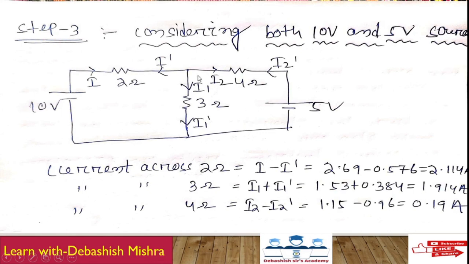Across 4 ohm, that is also opposing each other, I2 and I2 dash, so subtraction is there. So 1.15 minus 0.96 is 0.19 ampere. So this is the answer, and this is the current across the 2 ohm, 3 ohm and 4 ohm.